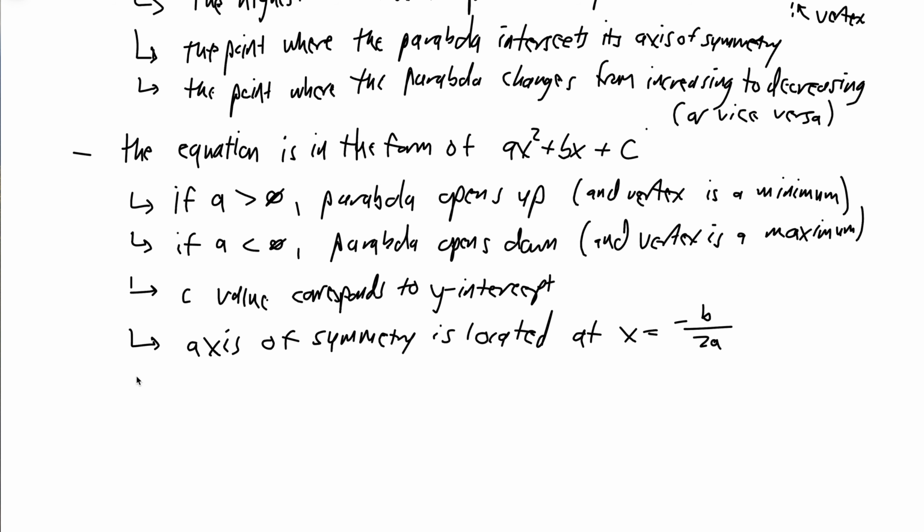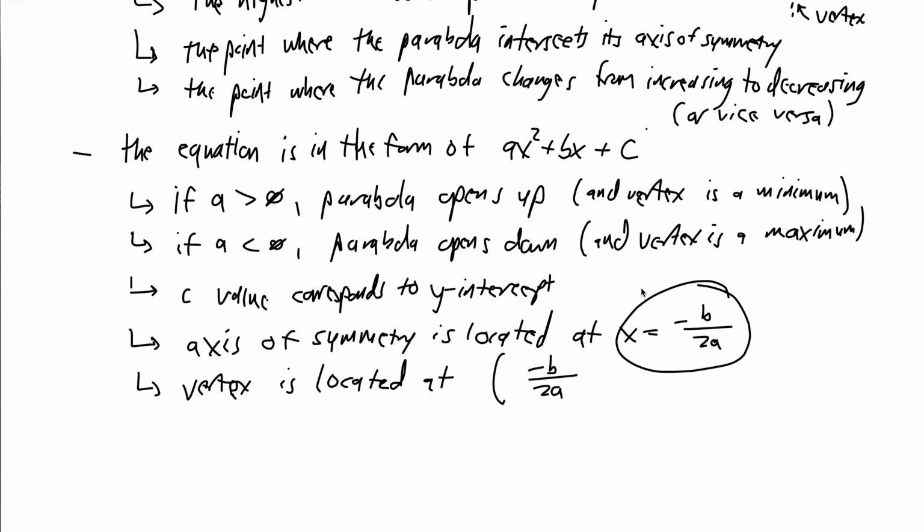So let's include this as well. The vertex is located at, remember the vertex and the axis of symmetry are related, because the axis of symmetry goes through the vertex. So the vertex is located at an x value of negative b over 2a. Well, how ironic, right? Makes sense.